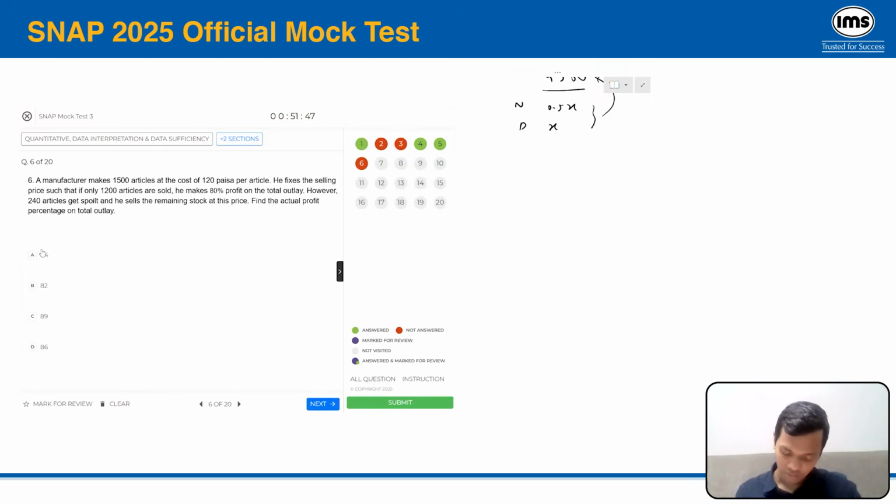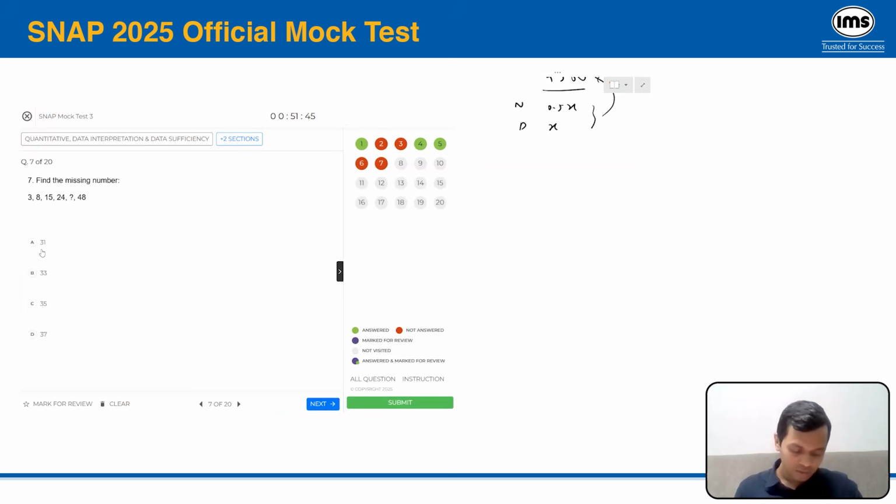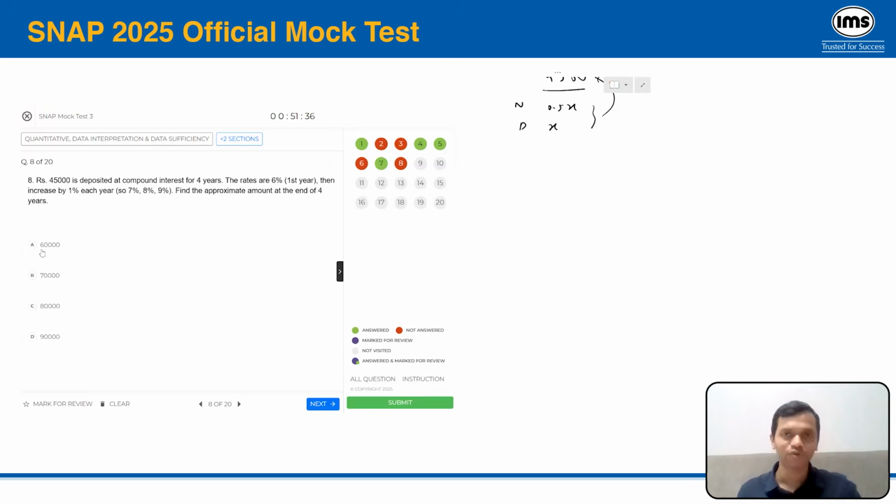Okay. We'll come back to it. Difference of 5, 7, 9, 11. So 35. Clearly, this is not indicative of snap difficulty. 45,000 deposited at CI for 4 years. The rates are 6%, then increase by 1% each year. So 7, 8, 9.